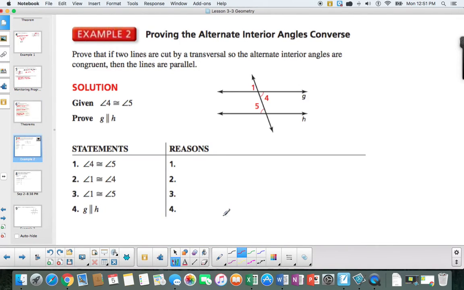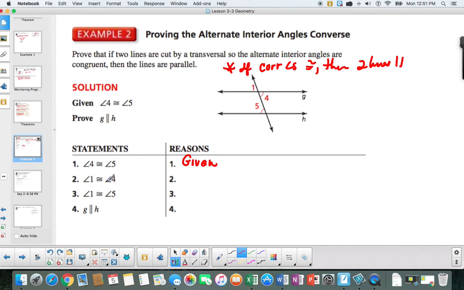All right, let's go ahead and prove one of them. Remember, the only one that we have so far that we can use, let me go ahead and put that as an asterisk. If corresponding angles congruent, then the two lines are parallel. Okay, so this is given. Angle 4 and 5 are congruent.